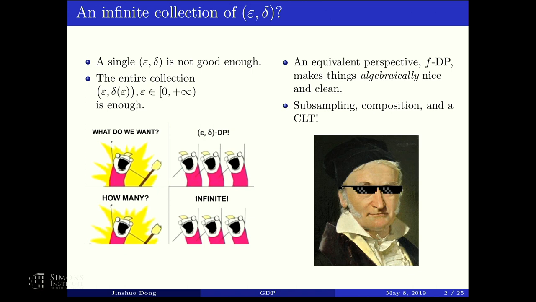So let me start with the basics. What is differential privacy? Differential privacy is the property of a randomized algorithm. We are using the standard notation here that S and S prime are neighbors if they differ by one individual.